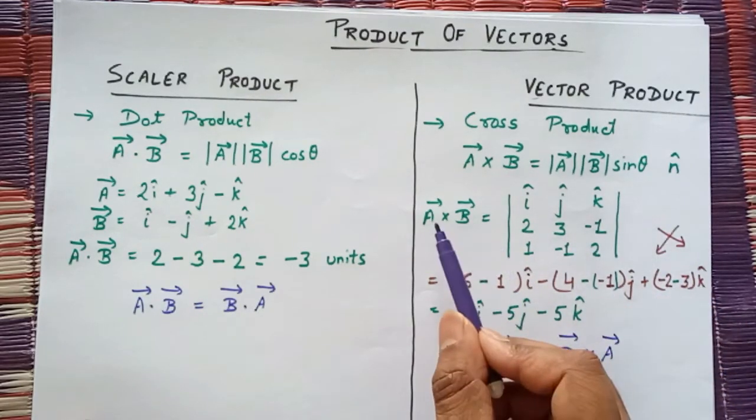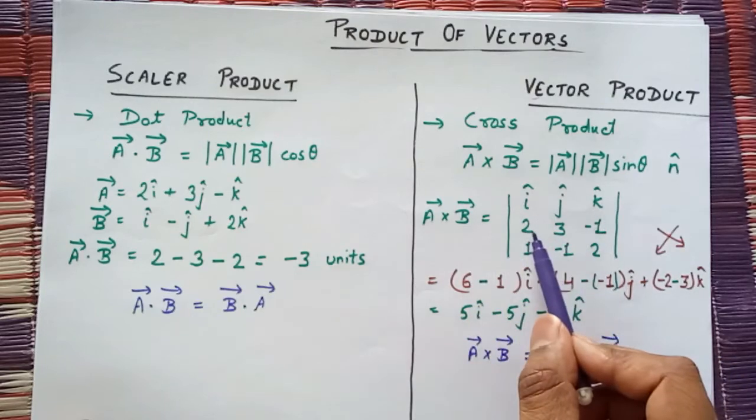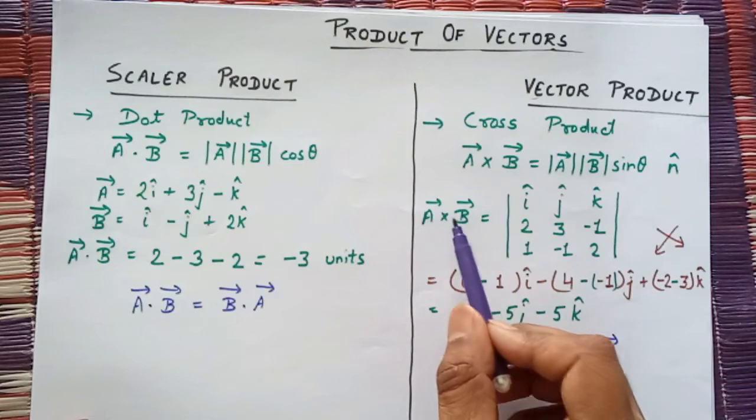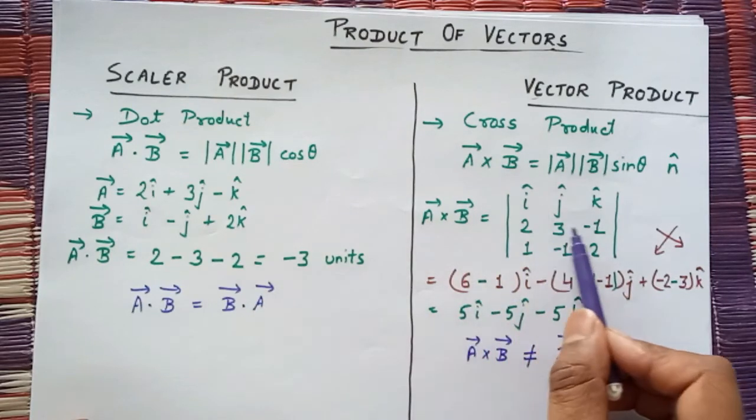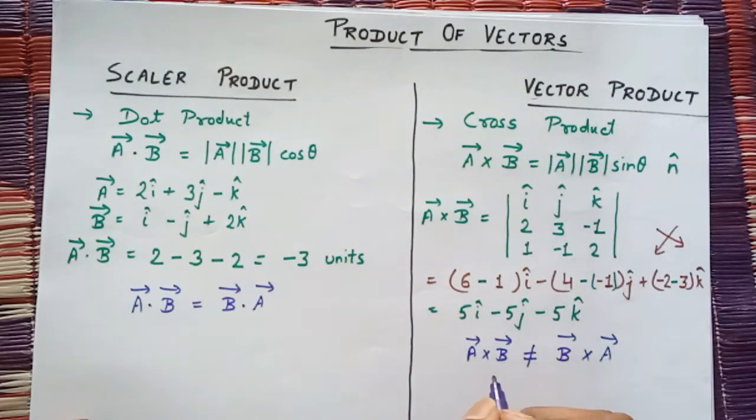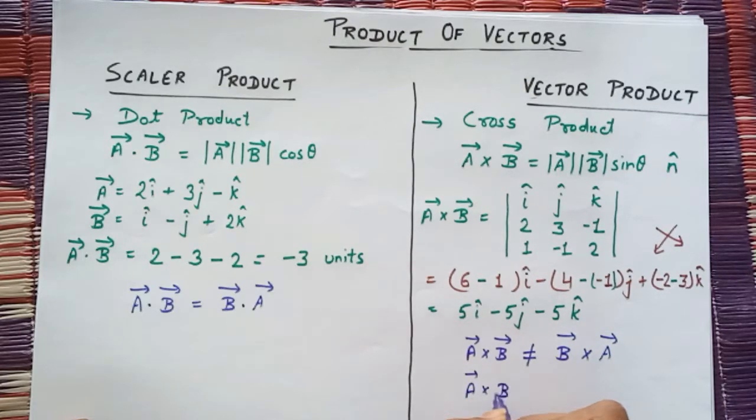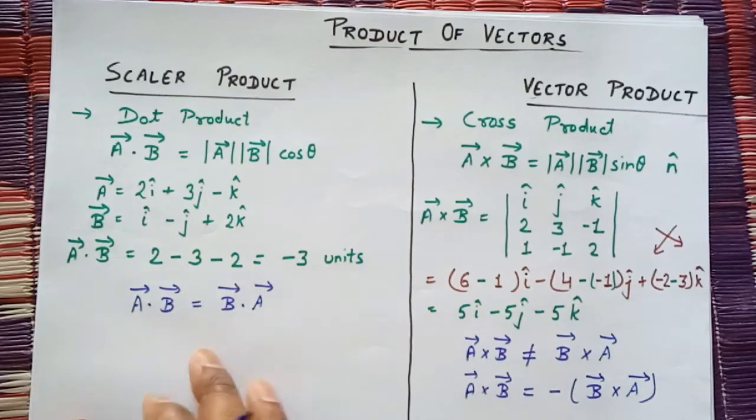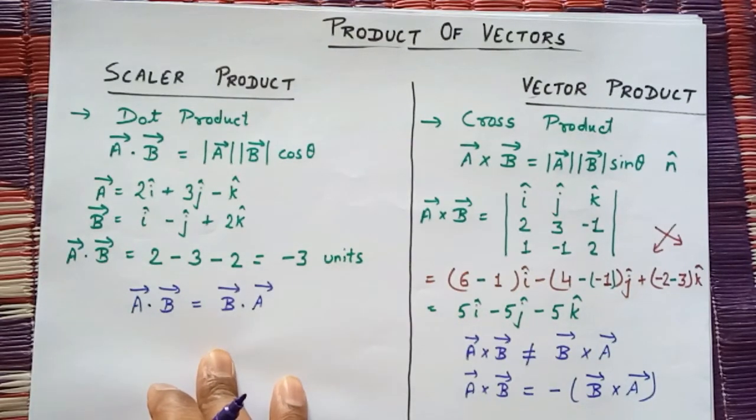Because when I am taking A cross B, then I will put the numbers of A first and then put the numbers of B. But for B cross A, I will put the numbers of B first and then A. So I can also write it as A cross B will be the opposite sign of B cross A. But A dot B will be equal to B dot A. This is the scalar product.